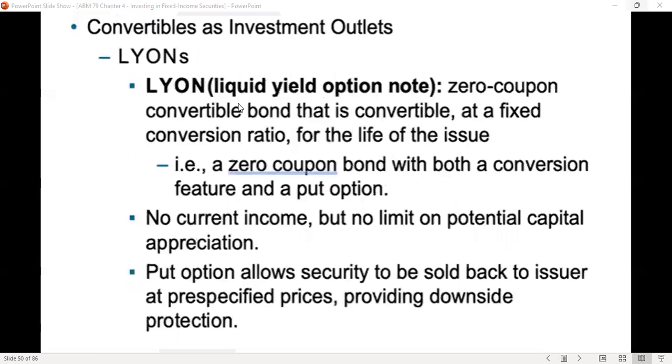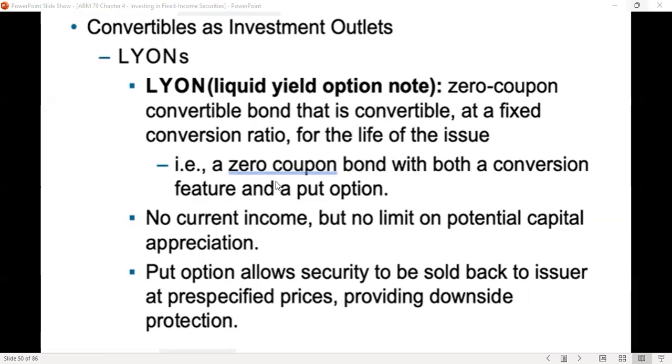So we also have what we call LYON, Liquid Yield Option. So liquid yield is the option to consider. So these are some investment outlets. So we have zero coupon convertible bond that is convertible at a fixed conversion ratio for the life of the issue. So it can be convertible at a certain ratio daw. So let's say liquid yield option na, another option to consider. Only at that ratio pwede siya ma-convert. So at 500,000 na daw.